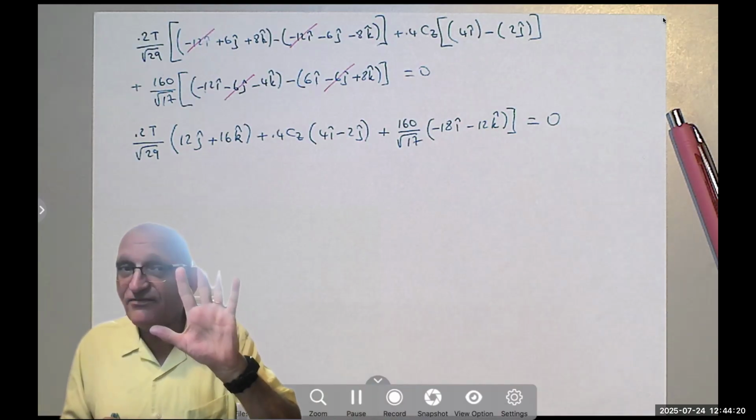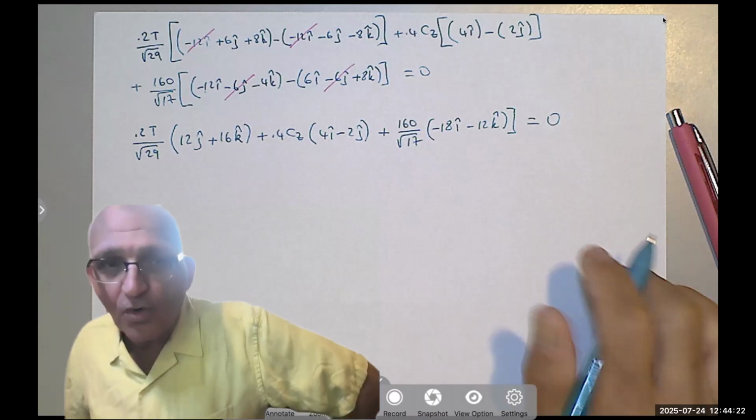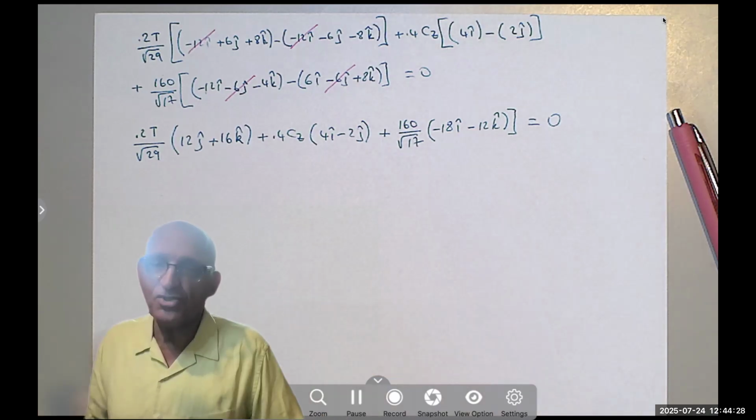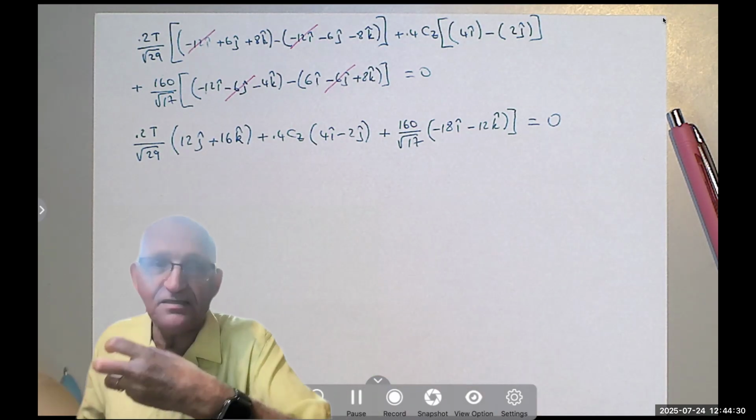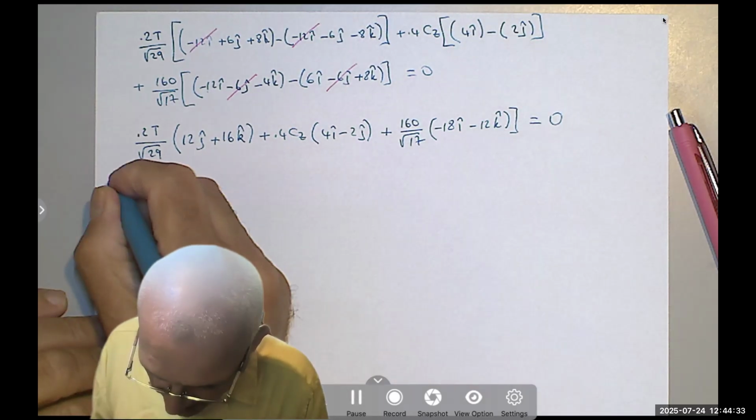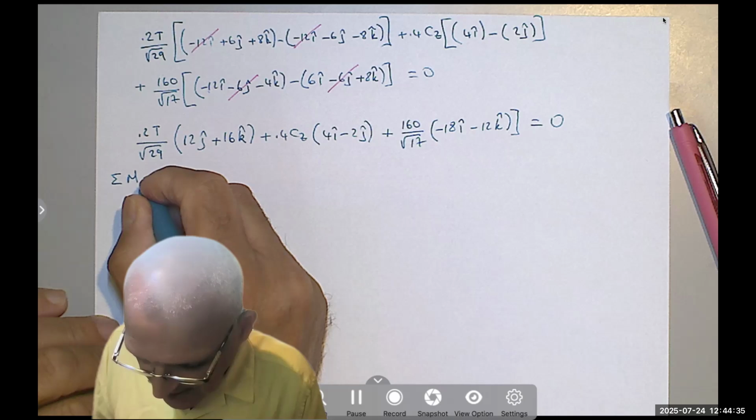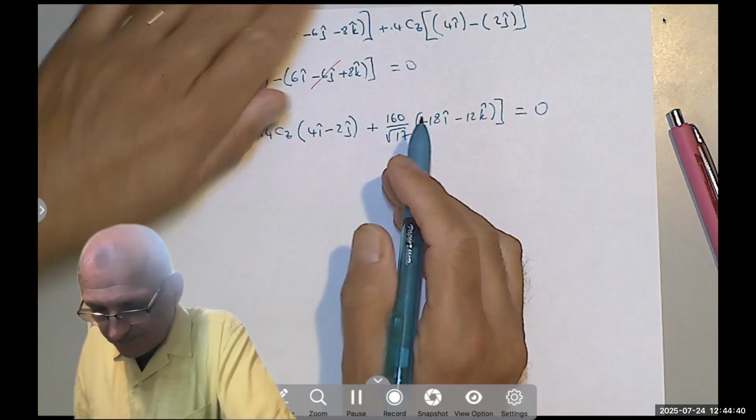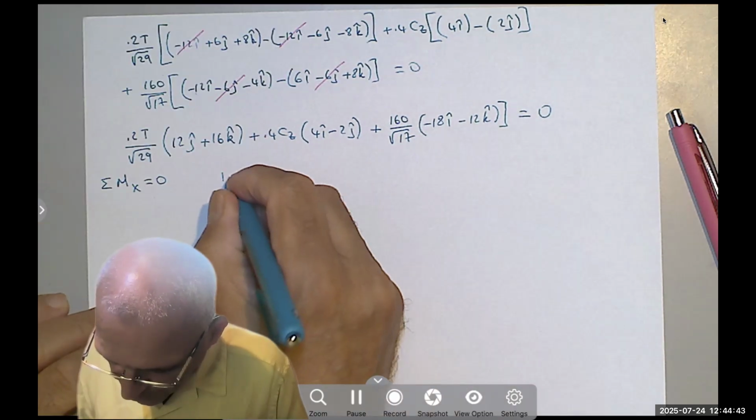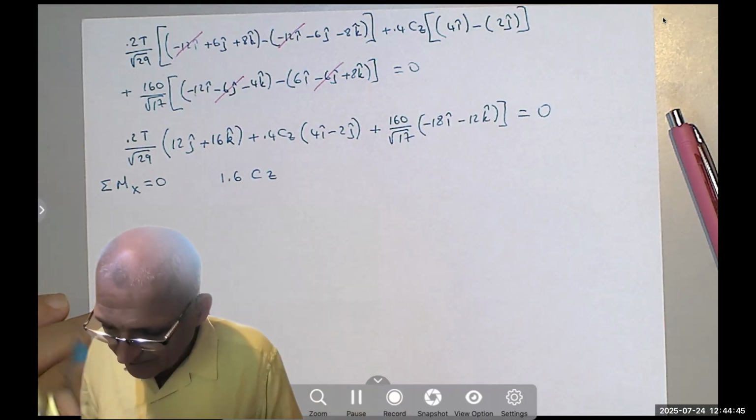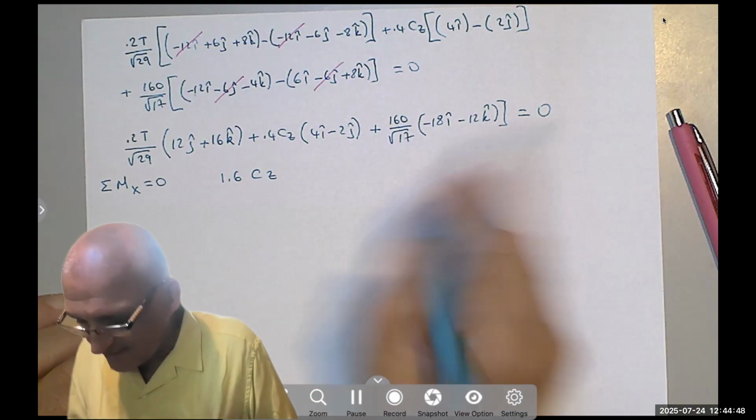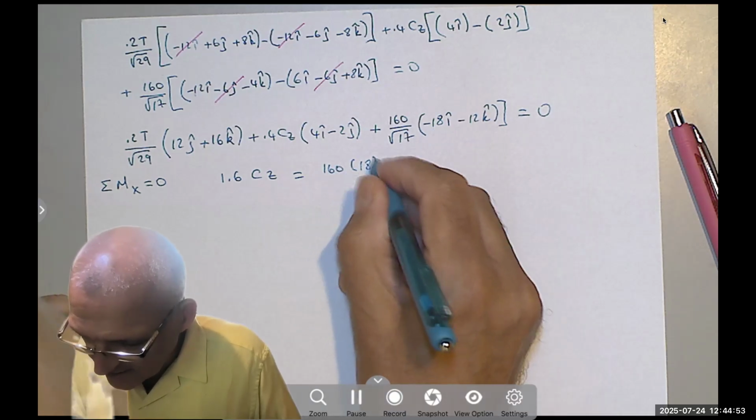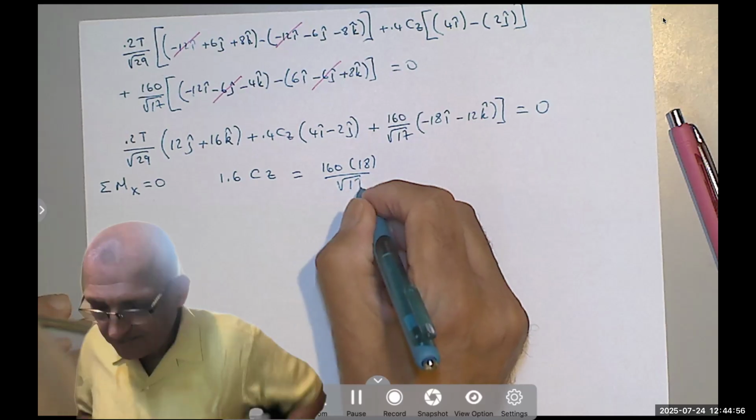Remember, we only had 5 equations. Sum of the moment in the y here is not an independent equation. I shouldn't say it's not an equation. It's a dependent one. So let's say summation of the moment in the x direction equals 0. This one doesn't have an x. This one has 1.6 cz. And when I move this to the other side, I say equals 160 times 18 over root 17.